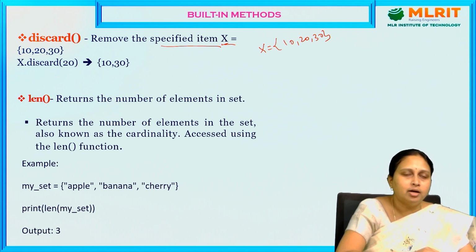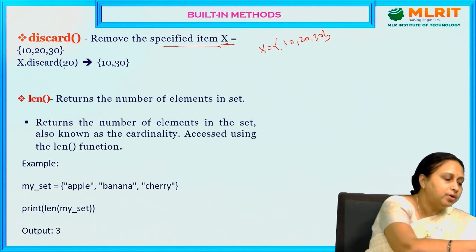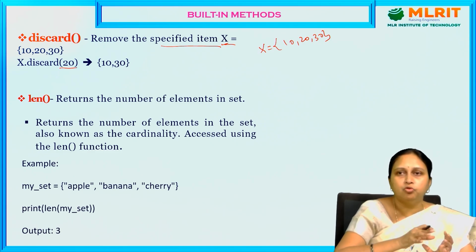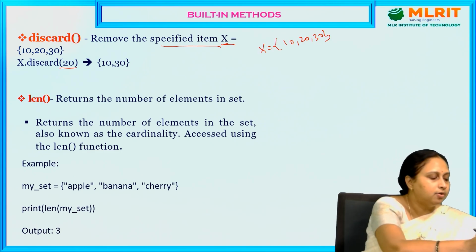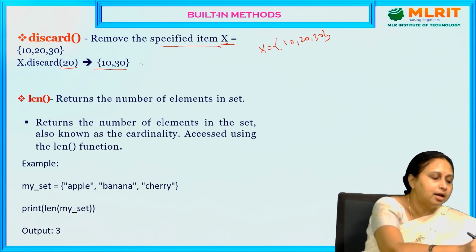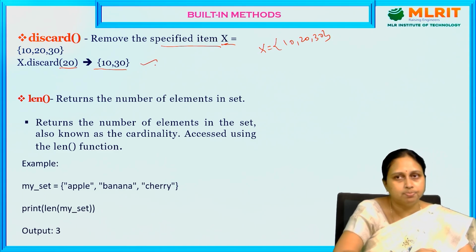Now, x.discard(20). That means when I discard 20, that particular element will be removed from the set. So if I try to print the x value, it is going to return 10 and 30. This will be displayed.